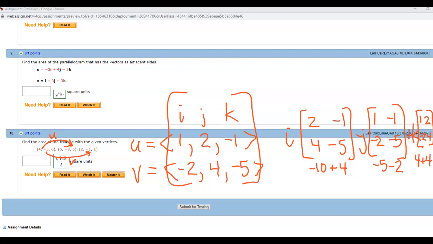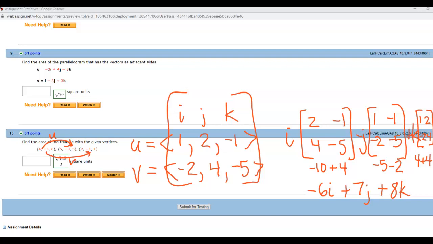Okay, so how many i's do I have? I have -6i. -7, but that's a -j, so we get positive 7j. And then I have 8k. Now, is that the final answer? No. That's a cross product.